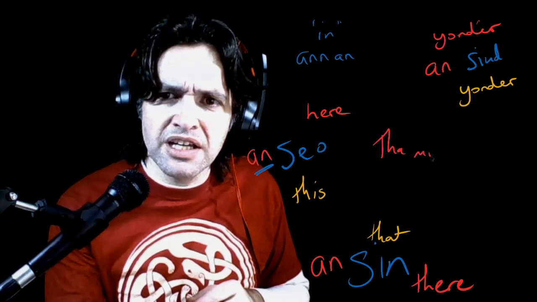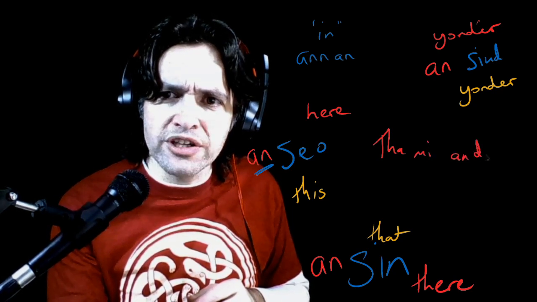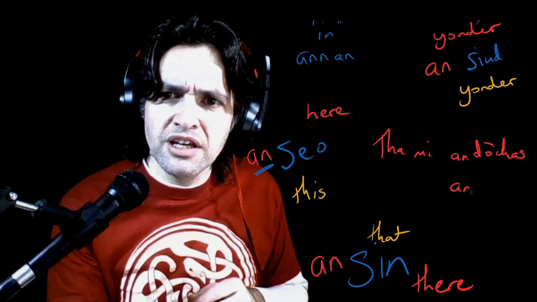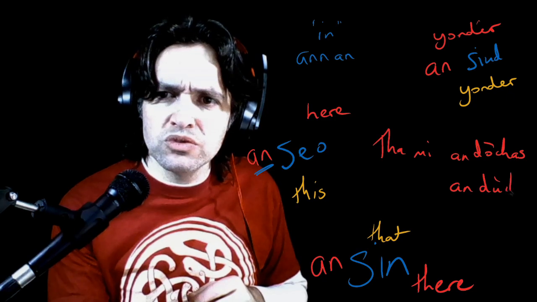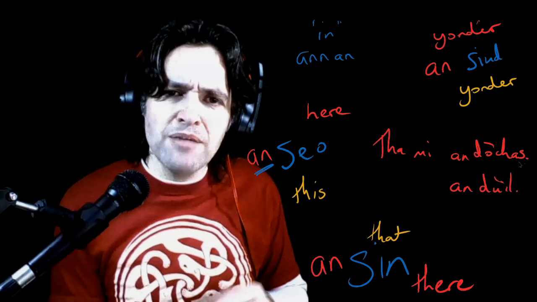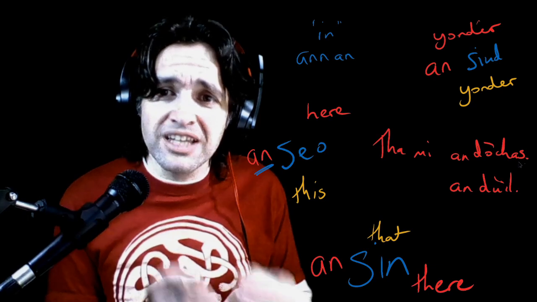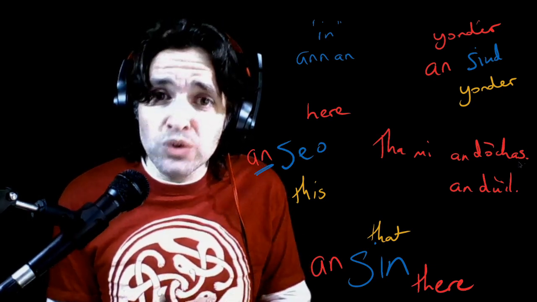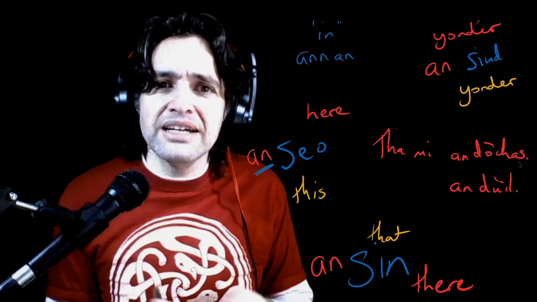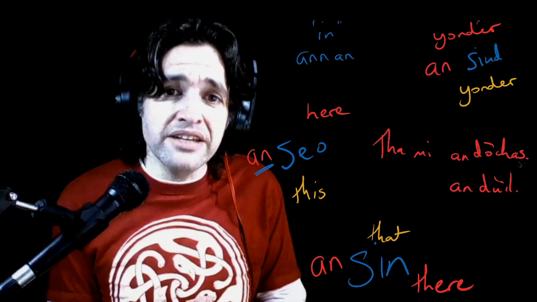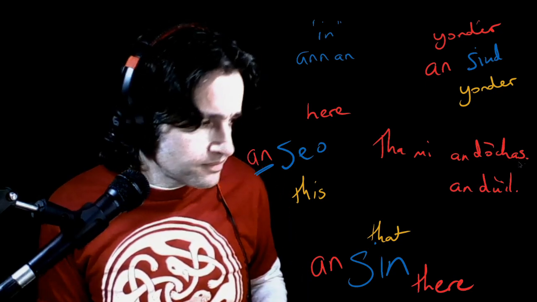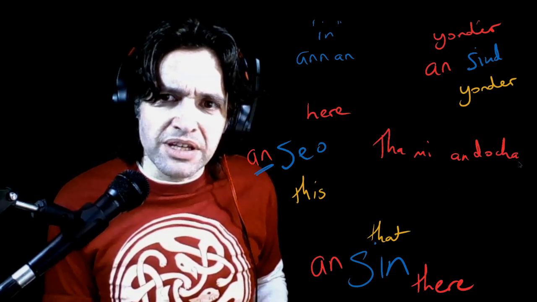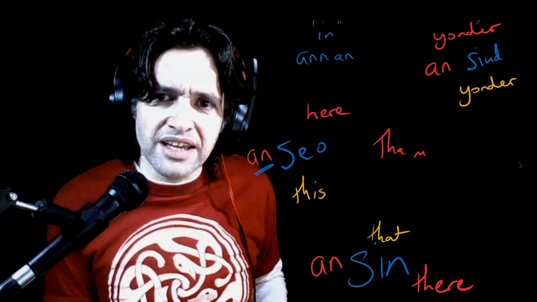ha mi an dochas, and ha me and dul. Ha me and dochus means I hope, but it's literally I am in hope. And ha me and dul means I expect, but it's literally again I am in expectation. And you may think that this is academic. Does it matter that it's in?